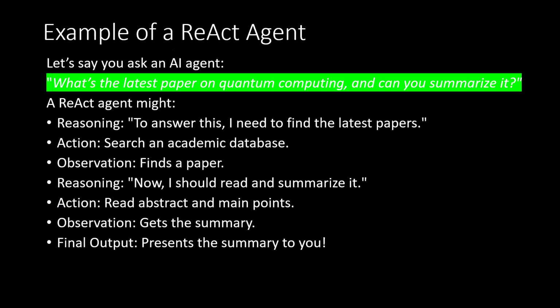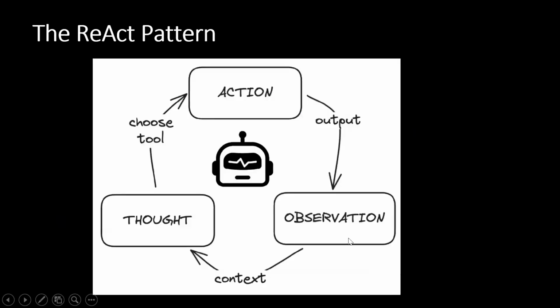This is also the same thing. For example, if you have a question like, what's the latest paper on quantum computing and can you summarize it? So what it will do is reason: to answer this, I need to find the latest papers. Then the action is to search an academic database. Observation: finds a paper. Reasoning: now I should read and summarize it. Then it will read the abstract and main points. Observation: the output will be the summary, and the final output presents the summary to the user.